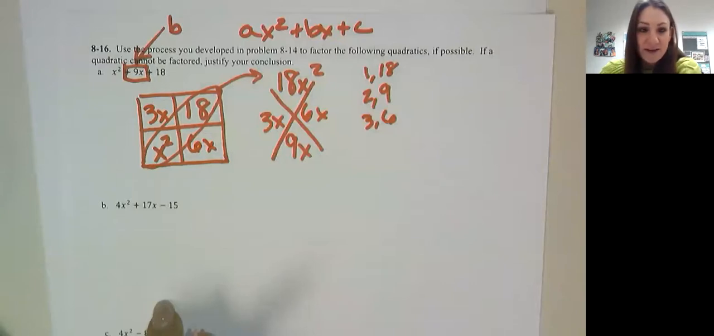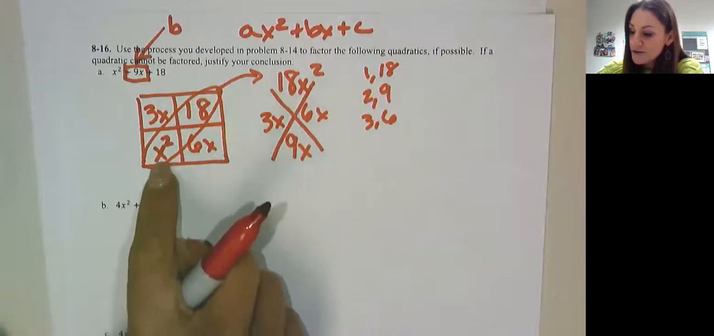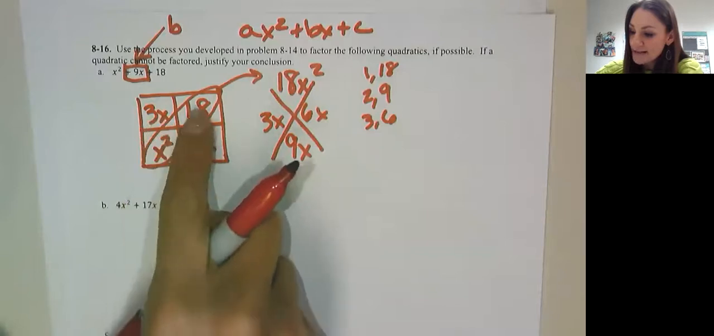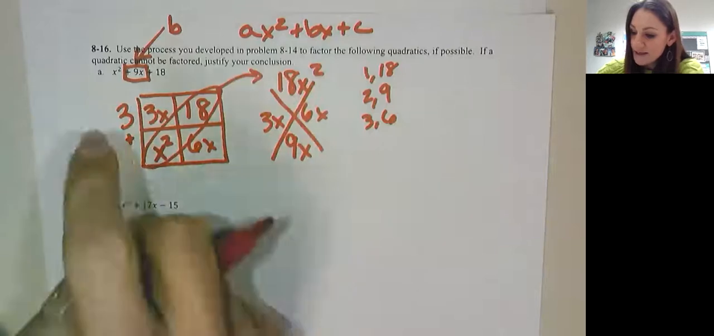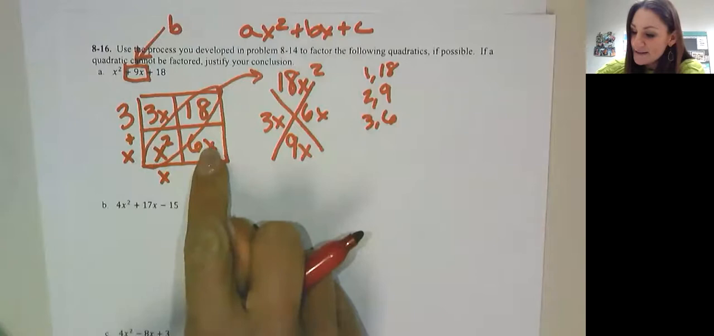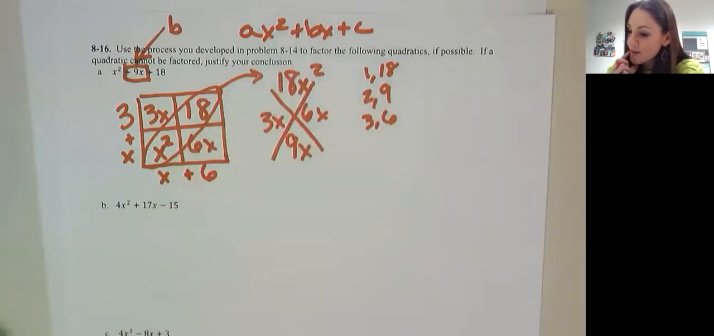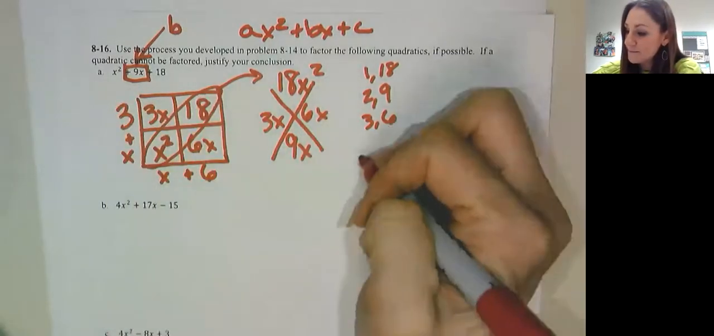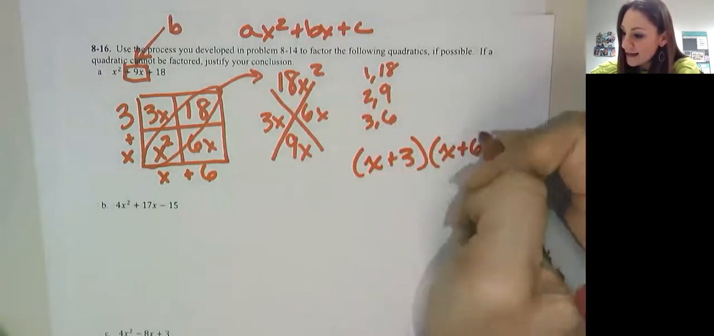So now I want to find the greatest common factor of every column and every row. So I can start maybe up here, 3x and 18, that would be 3. This is an x squared, so that's going to be an x times x. So now I want to think, what times x is 6x? That would be 6. And then I always like to double check myself. 3 times 6, that's 18. So I have the quantity x plus 3 times the quantity x plus 6.